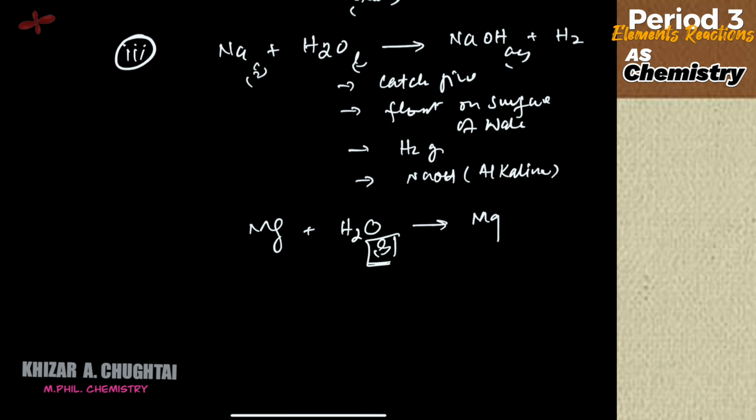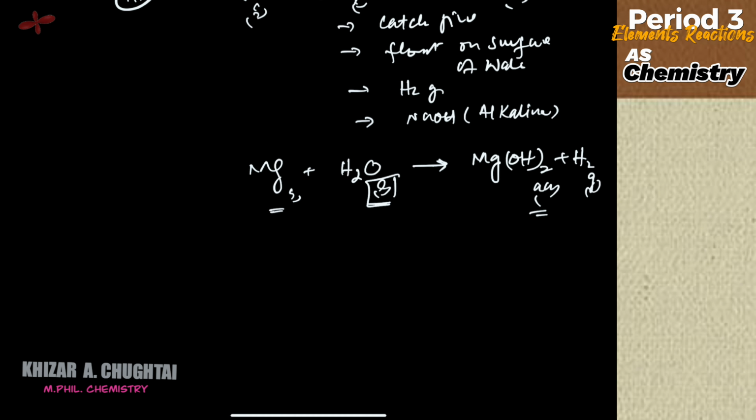Generally, here is the formation of magnesium hydroxide plus hydrogen gas. Magnesium hydroxide, you can put aqueous over here. It's slightly soluble in water, and hydrogen gas is formed. It's a solid.